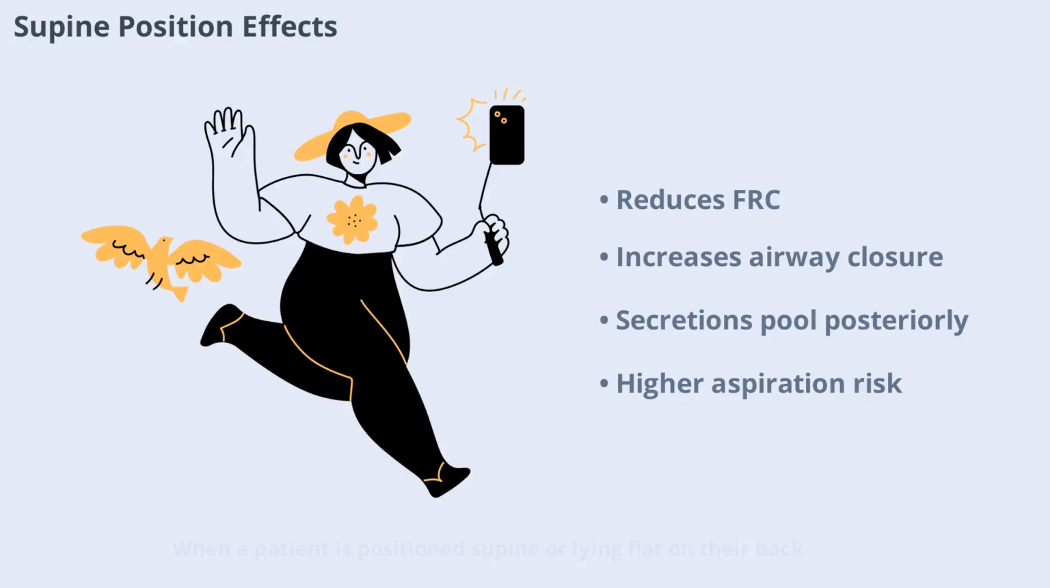When a patient is positioned supine, or lying flat on their back, functional residual capacity is reduced and airway closure is more likely.